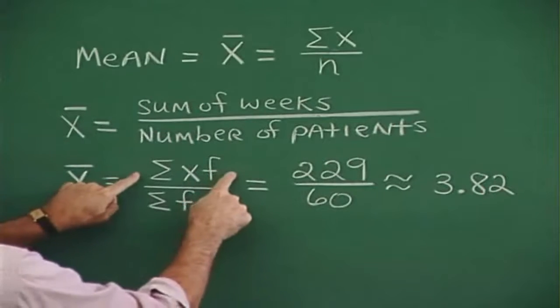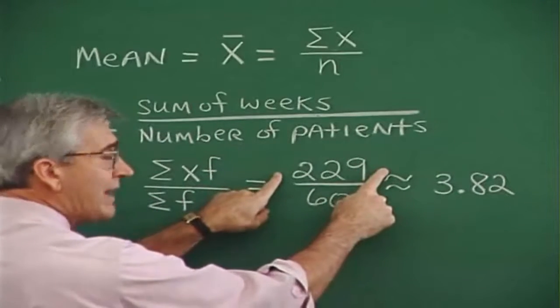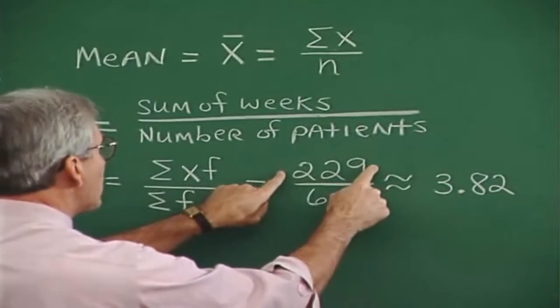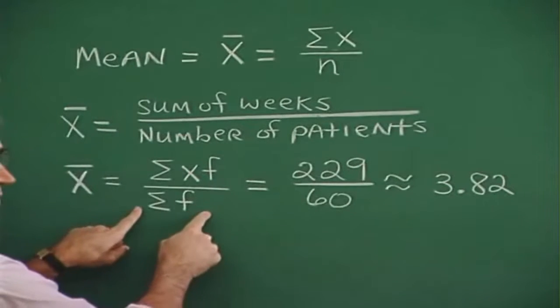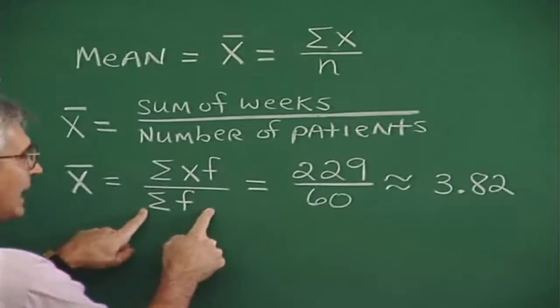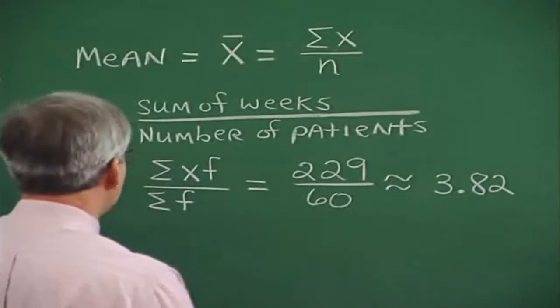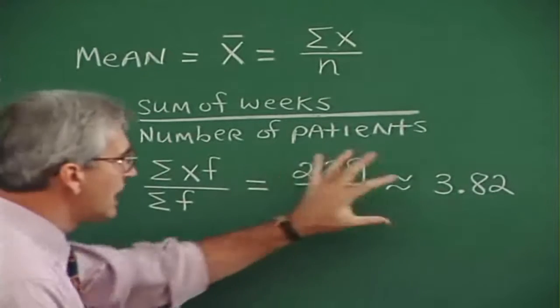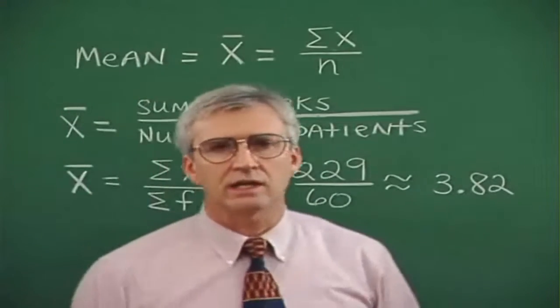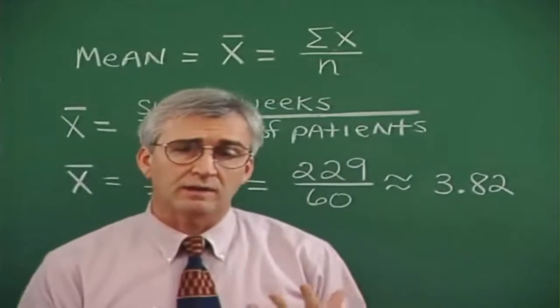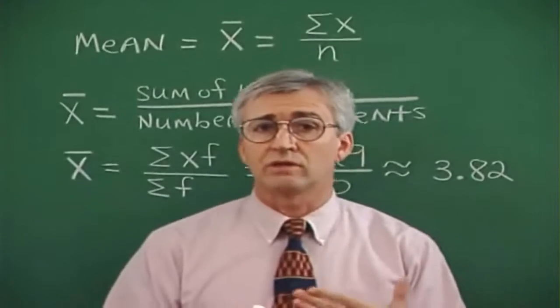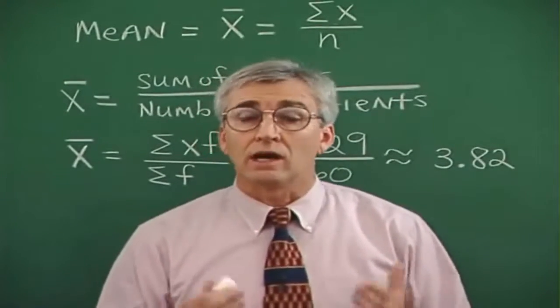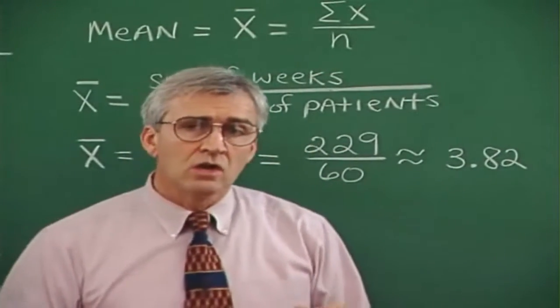But here, the sum of XF, the bottom of that column, was 229. That's the sum of the weeks. And the sum of the patients, the summation of frequency values, was 60. And it turns out then that X bar is approximately 3.82. It's not so much the calculations here that we're concentrating on. We're trying to get the big picture or the concept of how to develop the notion of dealing with grouped data.